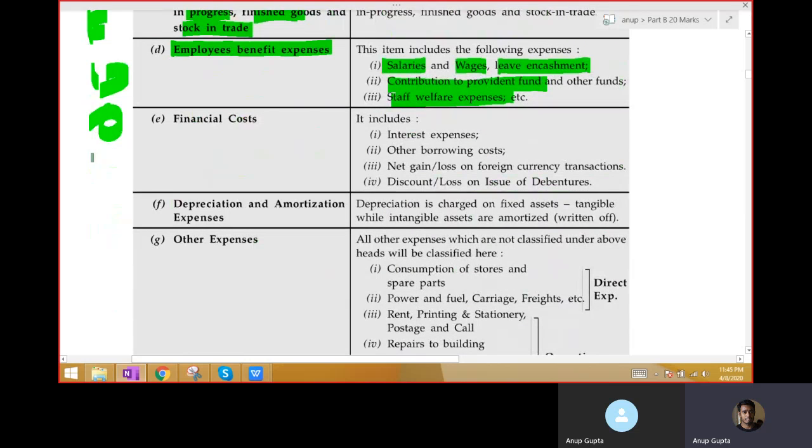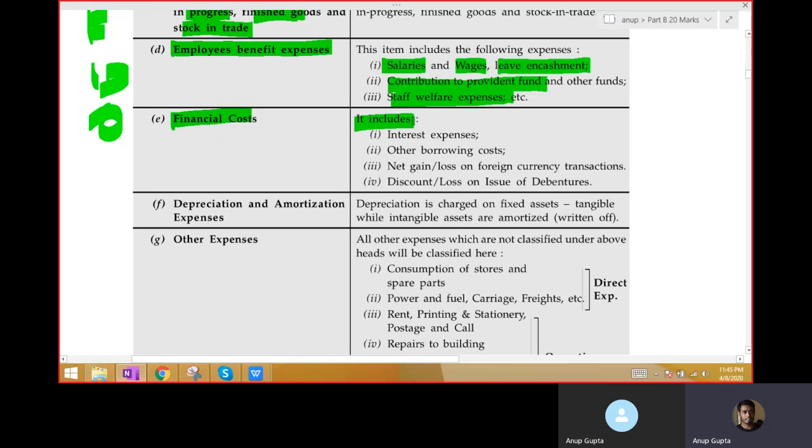After that, in EFDO, F is for finance cost. Any expenses that are borne on the finances of a company. For example, if a company has taken a loan, or issued a debenture, interest on debentures, all the expenses on those will be recorded under finance cost.